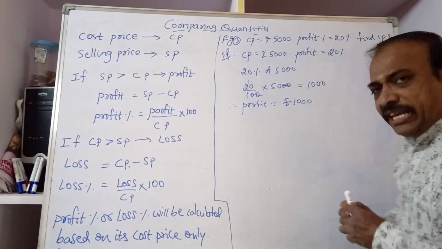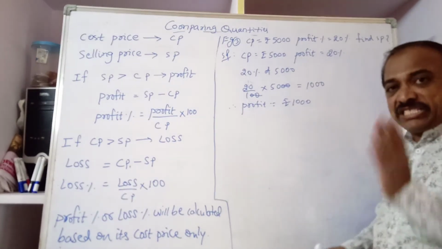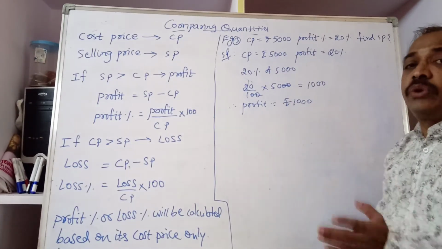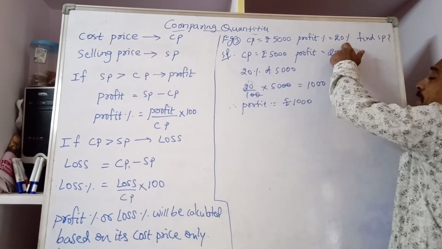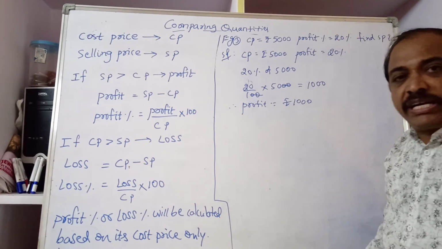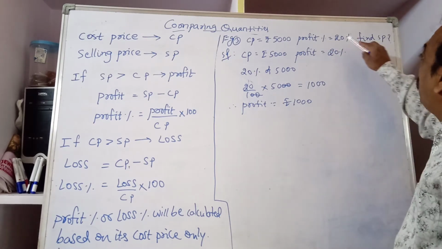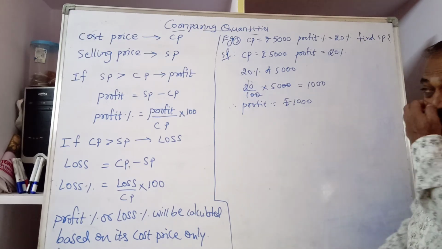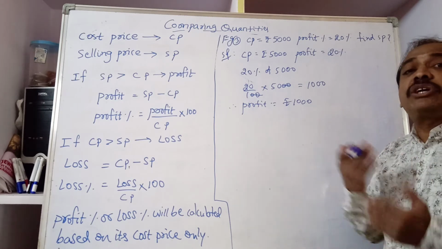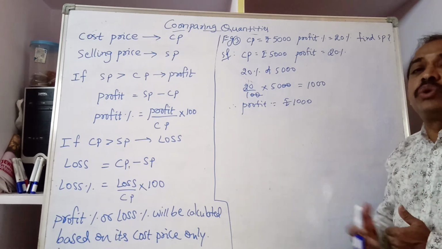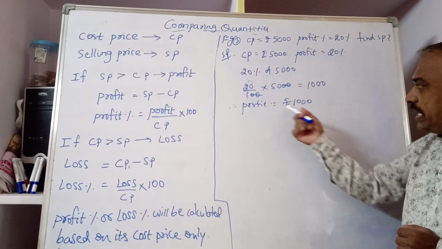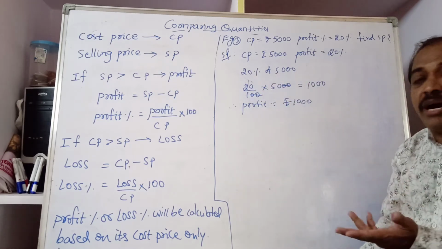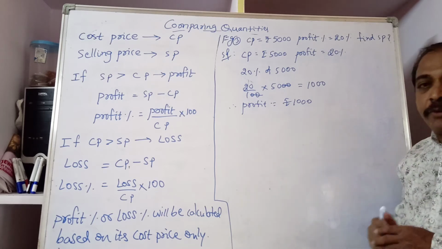What exactly is the meaning of this question? He purchased one article for rupees 5,000 and he sold at a profit of 20%. Find the selling price. So what is the profit? How much amount did he get when he sold the article? We calculated it like this: 20% of 5,000. So rupees 1,000 he got as profit.